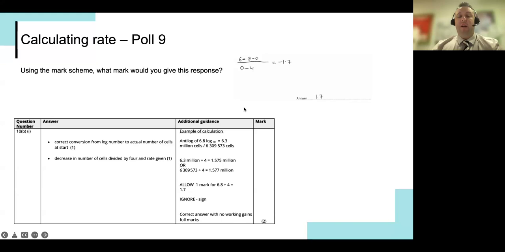In this particular scenario, the student got the 1 mark for the error carried forward in the second part. You can see down there it says allow 1 mark for the 6.8 divided by 4, and that's what the student got for the 1.7. So they got that as the 1 mark.